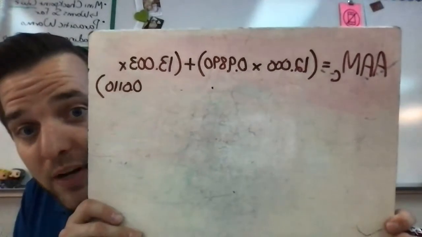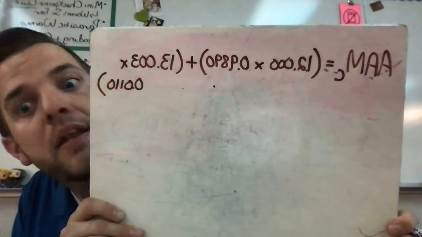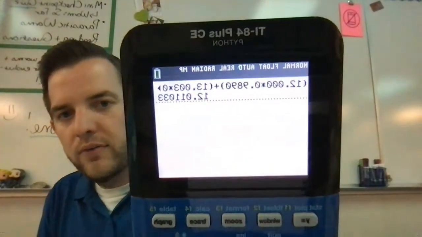I'm going to put it in my calculator exactly like this, including parentheses. We've learned already that a lot of us struggle with parentheses. So let's make sure that we do that. All right, so I'm going to run it in my calculator. Open parentheses, 12.000 times 0.9890, close parentheses, plus, open parentheses, 13.003 times 0.0110, close parentheses, enter. I get a value of 12.011, blah, blah, blah.